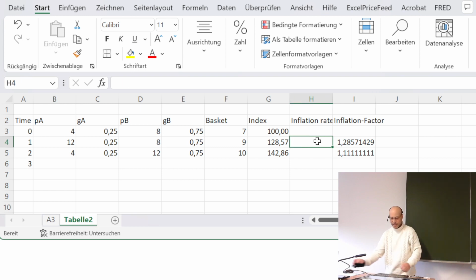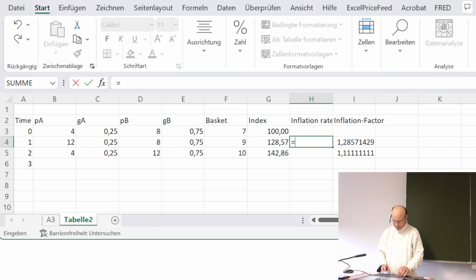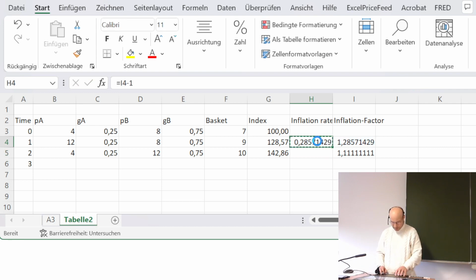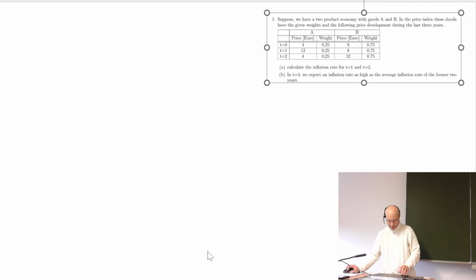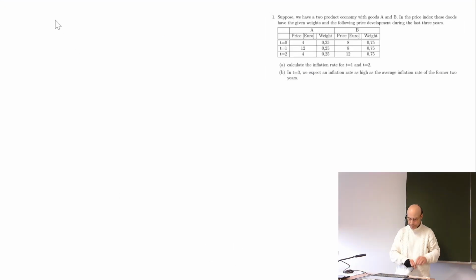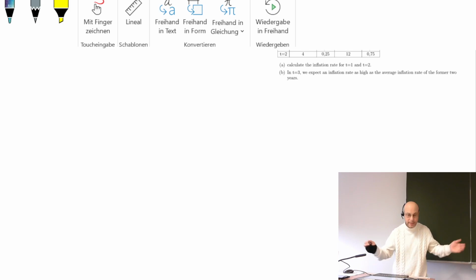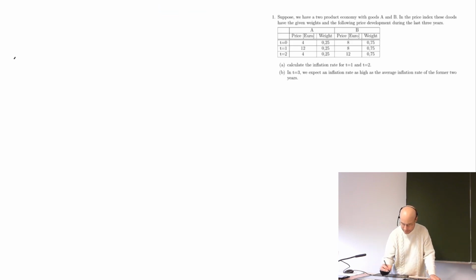Okay, then we have just to subtract 1. So this is then this minus 1. And why does it work? I show it to you in a minute here. So again, inflation rate is nothing else than a growth rate.